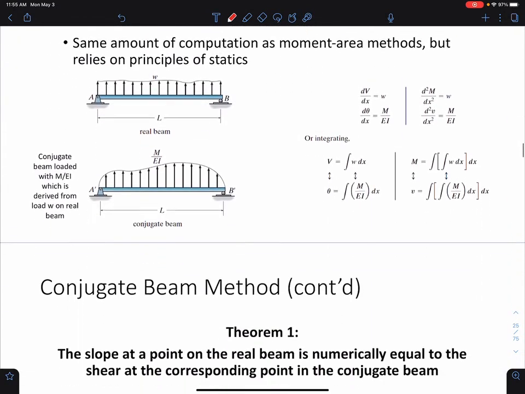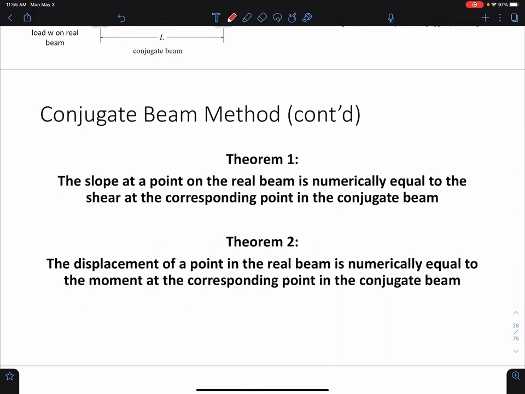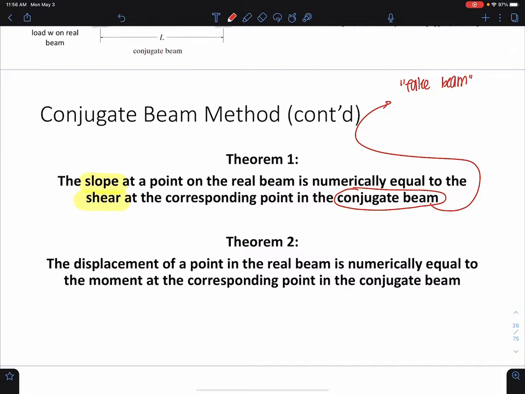I'm going to skip around for a second here to show you what the two theorems are. In theorem 1 and theorem 2 of the conjugate beam method, we see the slope at a point on the real beam is equal to the shear at a point on the conjugate beam. What is the conjugate beam? The conjugate beam is almost like a fake beam, with M over EI applied as the loading.